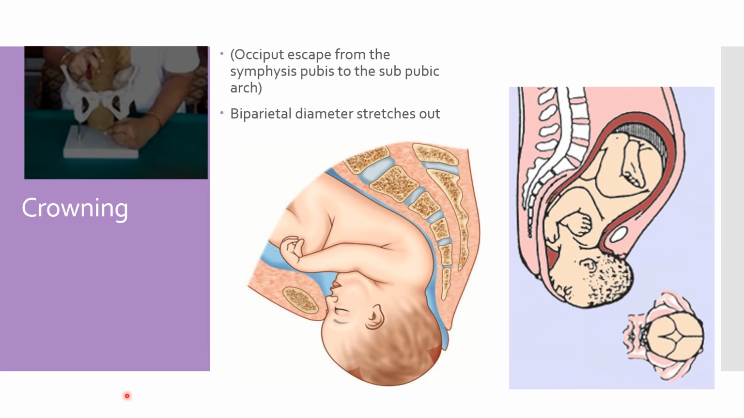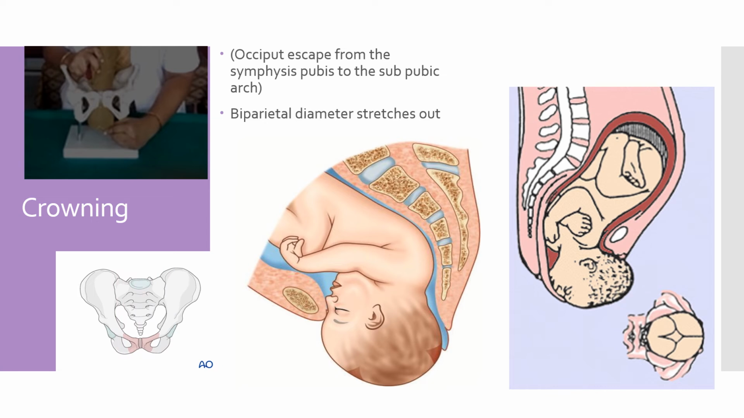After internal rotation of the head, there will be crowning. Crowning means the occiput escapes from the symphysis pubis to the subpubic arch. See, this part is the symphysis pubis. This one is the occiput. This occiput just escaped from the symphysis pubis to the subpubic arch. This one we can call the subpubic arch. Once the occiput escapes from the symphysis pubis, the biparietal diameter is stretched out.